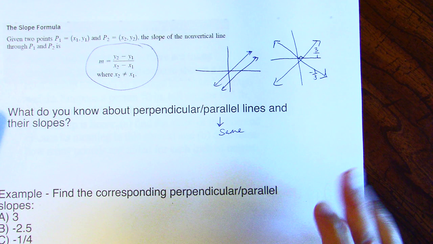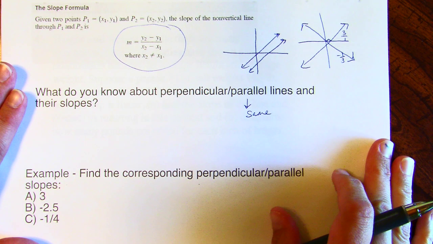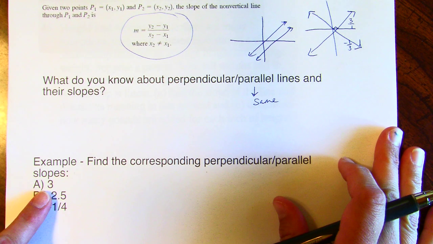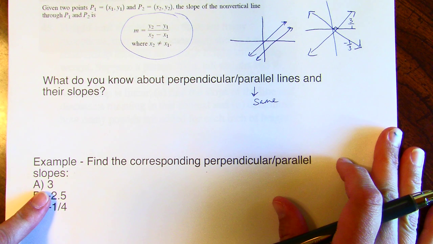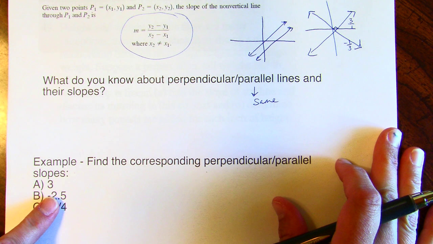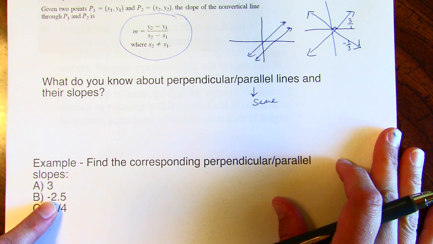So that's how we deal with parallel and perpendicular. Those are the key concepts you need. So if I have 3 for my slope, what's its parallel slope? 3. What's the parallel slope to -2.5? -2.5. What's the parallel slope to -1/4? -1/4. Those are the easiest ones ever.